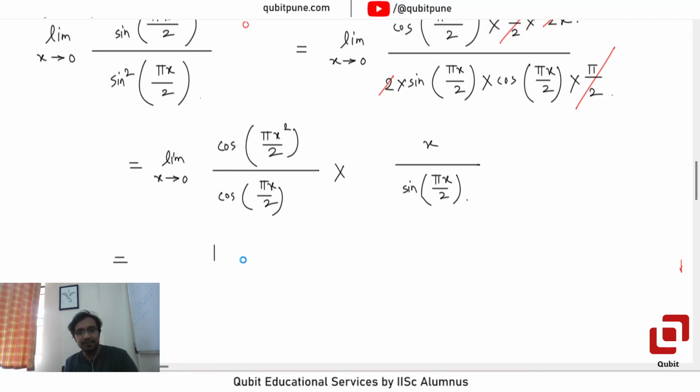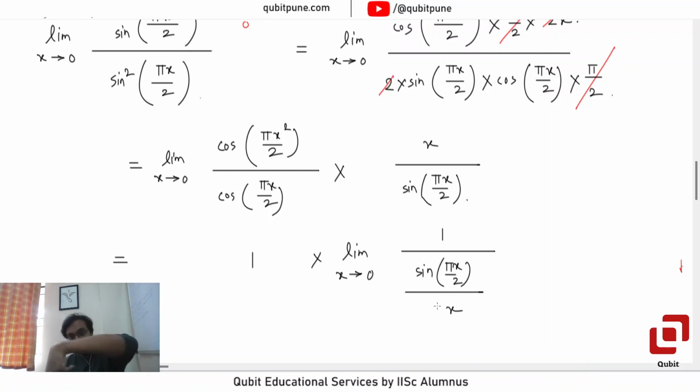Now, do you agree that the first term here will be 1? Cos of 0 is 1, cos of 0 is 1. Yes, that is going to be 1. And look now, for the second one, I will write 1 in the numerator, and I will send that x in the denominator. So it will go in its denominator, and because this has pi x by 2 there, let me divide this by pi by 2, and then let me multiply this by pi by 2. So this limit becomes 1, this limit becomes 1.